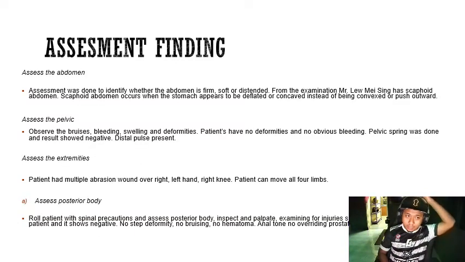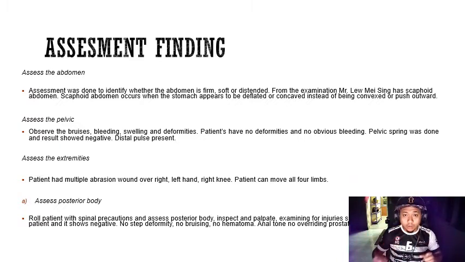Okay, and then assess the abdomen. Assessment was done to identify whether the abdomen is firm, soft, or distended. From the examination, Mr. Liu Mensing has a scaphoid abdomen. A scaphoid abdomen occurs when the stomach appears deflated and concave instead of being convex or pushed outward. We also have to assess the pelvis in case the patient has a pelvic fracture, and observe for bruising, bleeding, swelling, and other deformity. The patient has no deformity and no obvious bleeding. Pelvic spring was done and the result was negative.